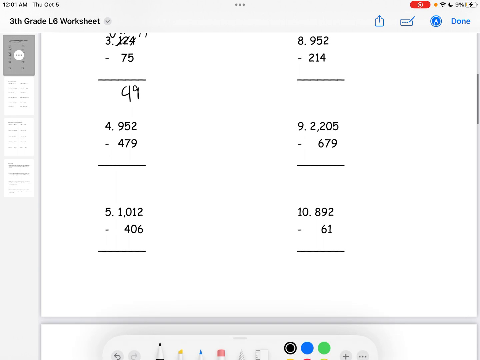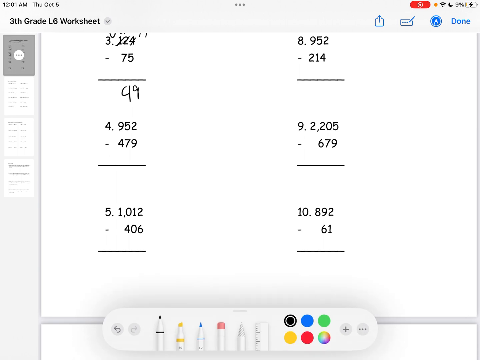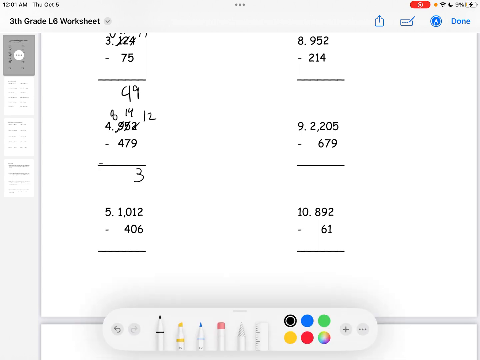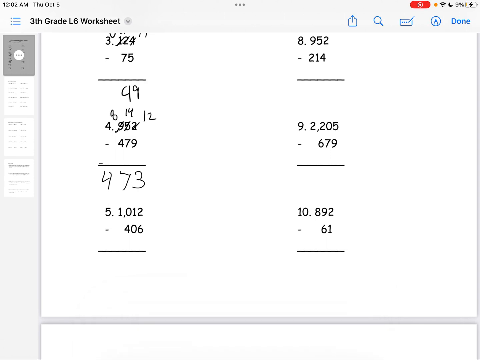We move on to number 4, the last one for this page, which is 952 minus 479. So since we can't do 2 minus 9, and we also can't do 5 minus 7, we just skip to number 9. We'll change it to an 8, change the 5 to a 14, and change the 2 to a 12. 12 minus 9 is 3. 14 minus 7 is 7. 8 minus 4 is 4. So the answer to question 4 would be 473.